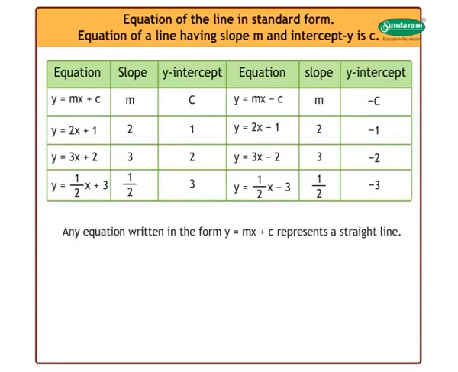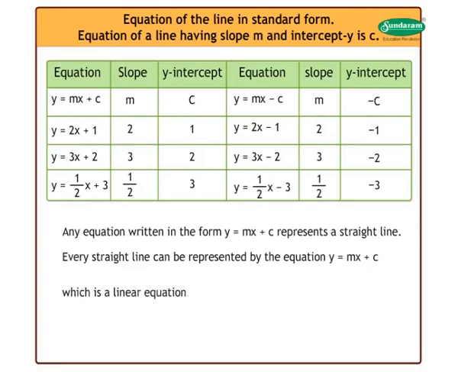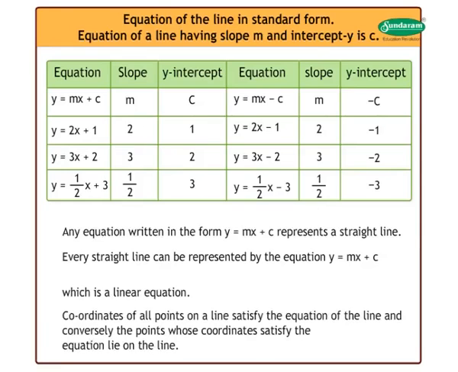Any equation written in the form y is equal to mx plus c represents a straight line. Every straight line can be represented by the equation y is equal to mx plus c, which is a linear equation. Coordinates of all points on a line satisfy the equation of the line, and conversely, the points whose coordinates satisfy the equation lie on the line.